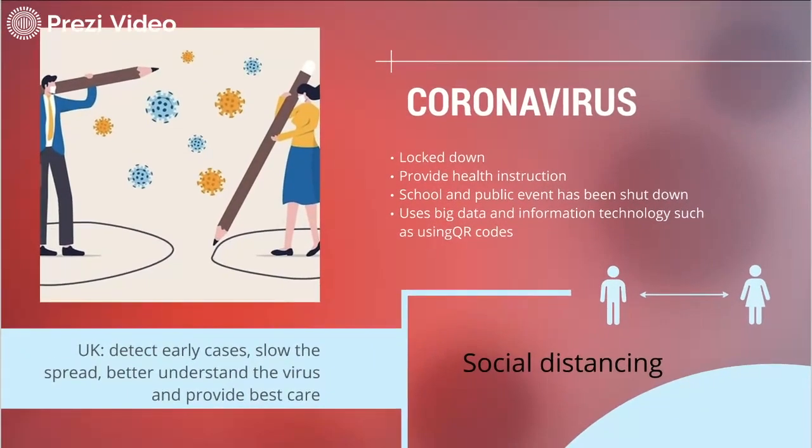For COVID-19, according to the UK government, they are trying to detect early cases, slow the spread, better understand the virus, and provide the best care. Some cities have been in lockdown, and the government has provided health instruction. With the exponential technology present today, it's been more efficient, and it can spread to a wider audience using phones, news reporters, and online news. School and public events have been shut down, but we are lucky enough to have the technology to be able to study and work at home. It also uses big data and information technology such as QR codes, which we'll be discussing later on.